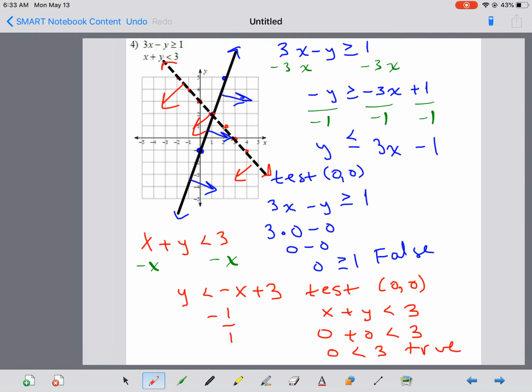And so now we think about, okay, where are the shadings overlapping? If we look carefully, we see that down here, this area I highlighted in yellow, the shadings for the solid line and dotted line overlap. So that is the solution to this system of inequalities. And that means any point in this highlighted region will make both inequalities true.